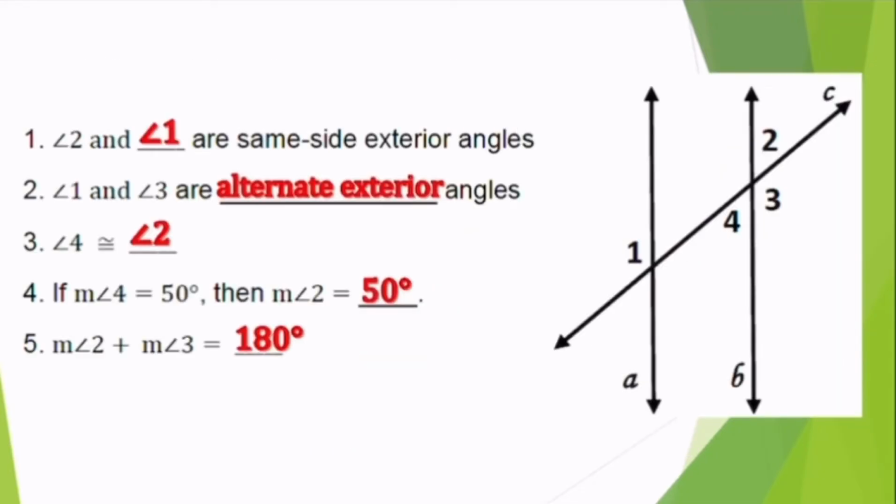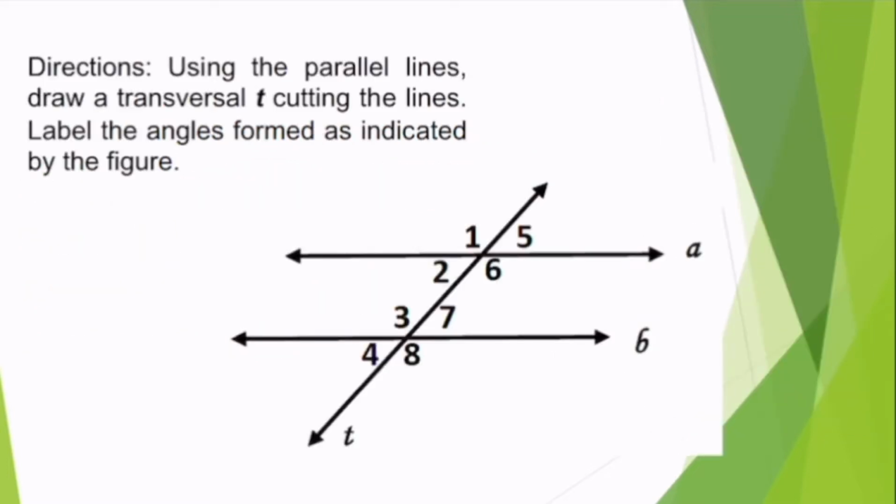After studying the parallel lines and transversal, you are now ready to prove properties of parallel lines cut by a transversal and apply them in a particular problem. Let us see how it is done. Make sure that you have a protractor next to you as you will be needing it in this part. For our directions, using the parallel lines, draw a transversal, which is the line T, cutting the lines. Label the angles formed as indicated by the figure.